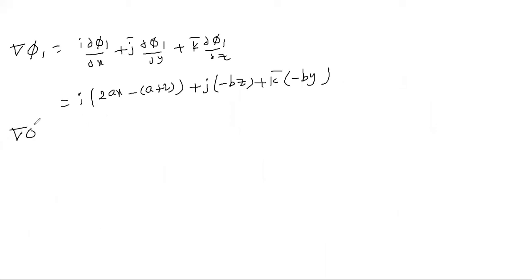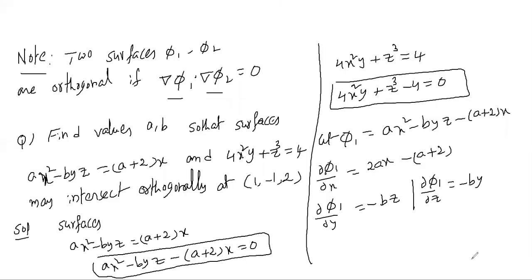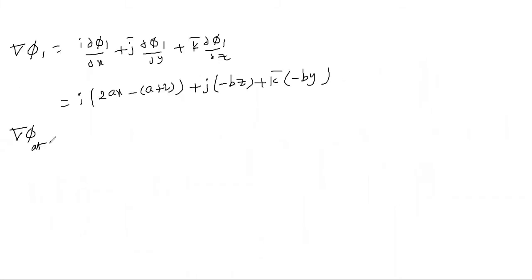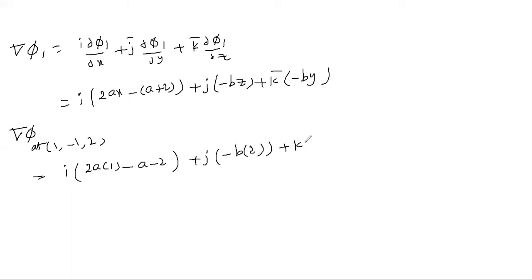Del pi 1 at the given point. What is the point given in the question? 1, minus 1, 2. Substitute the values. What will we get? i into 2a into 1 minus a minus 2, plus j into minus b into 2, k into minus b into the y value, minus 1.